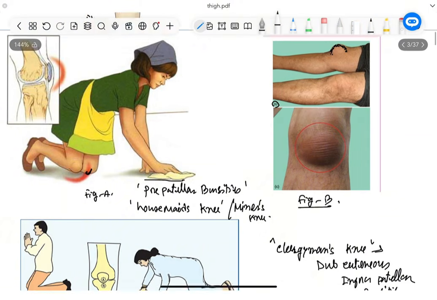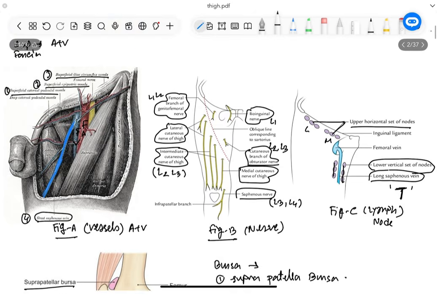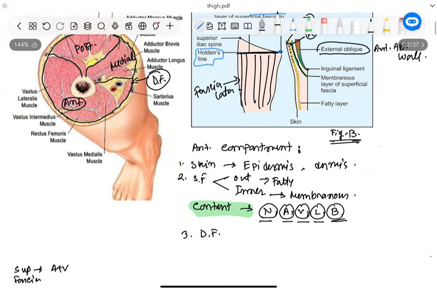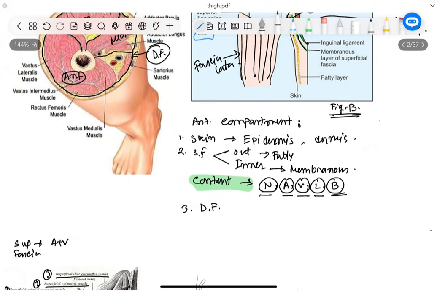As I said, the superficial fascia contains structures: the nerve, which I already described, then artery, then vein, then lymph, and lastly the bursa. After the superficial fascia, at dissection time we come to the deep fascia. So, now our next topic is the deep fascia. Keep in mind that in the deep fascia we will get some modifications.